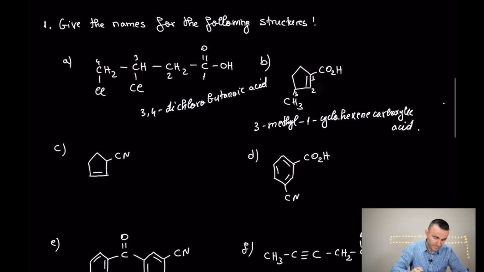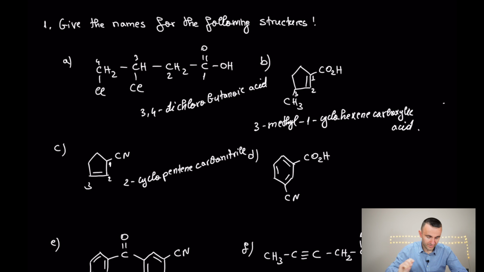Let's move further. In this case, you have 1, 2, 3, and so on. So the position of the cyano here at this carbon is going to take the number 1, and after that, the number 2 is going to correspond to the position of the double bond. So the name is going to be 2-cyclopentene carbonitrile. Right? So 2-cyclopentene carbonitrile. Let's move further.